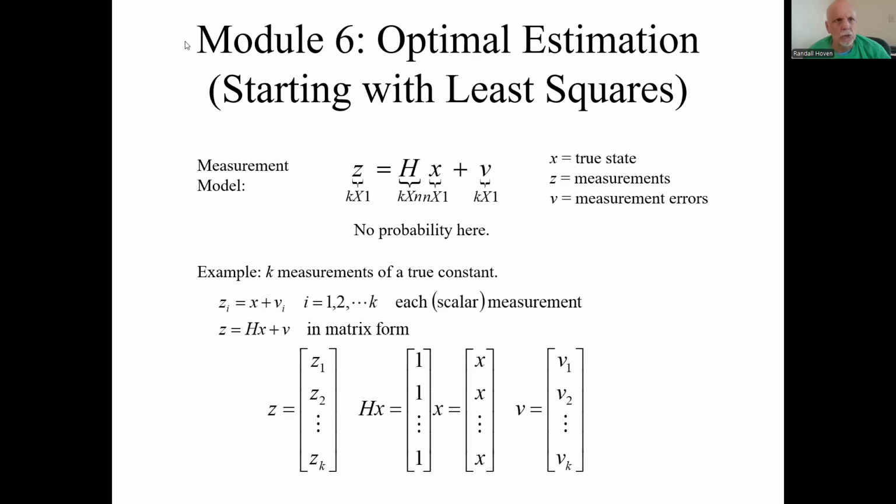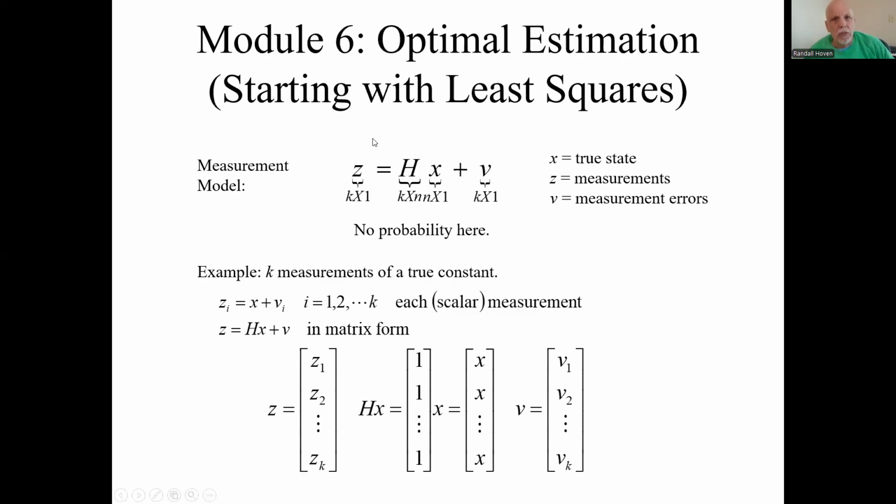Start module 6 now, chapter 6, if we go along with my textbook. And that's on optimal estimation. We're going to kind of go through optimal estimation by how much we assume about probability and probability distributions.